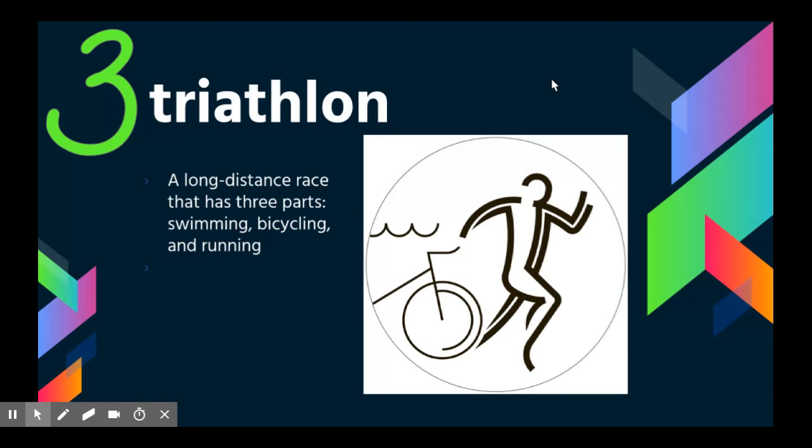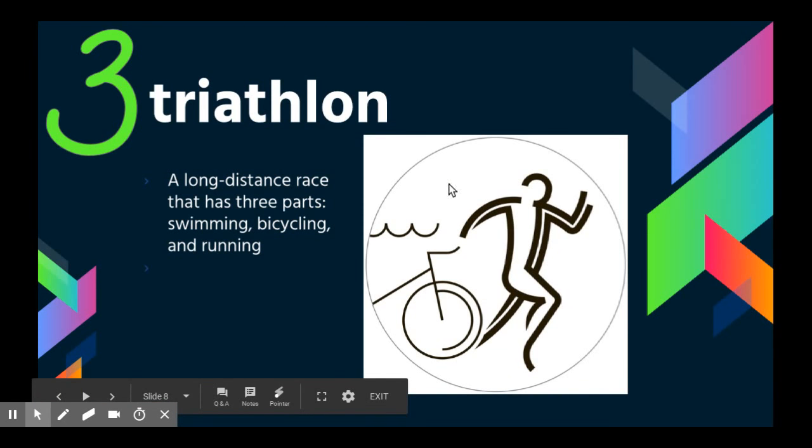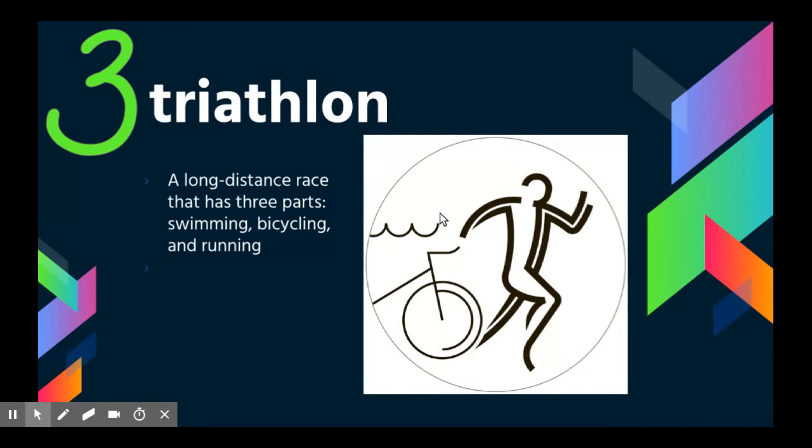Your next word is triathlon, and this is a long-distance race that has 3 parts: swimming, bicycling, and running. So here is an image to represent that. So this person's running, biking, and swimming. So on your homework, I want you to either draw a picture or write the words that make up the 3 events in a triathlon.